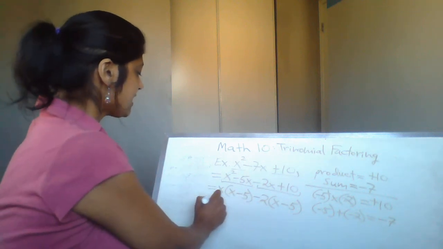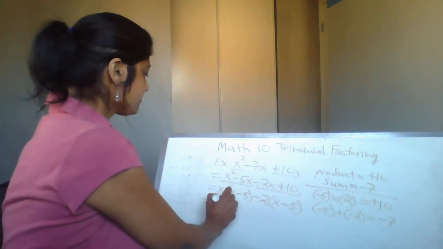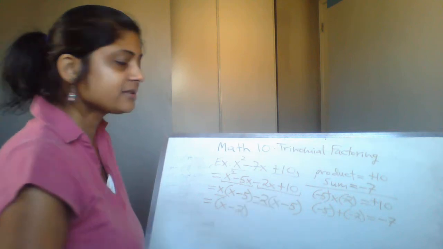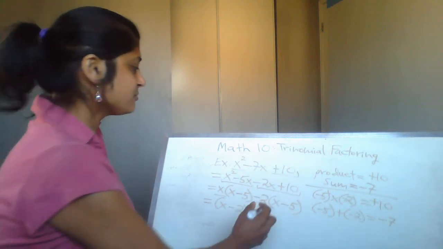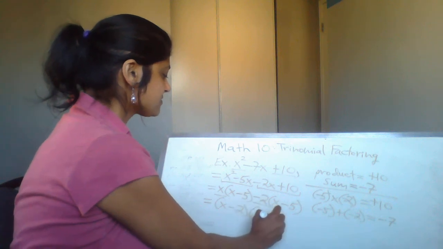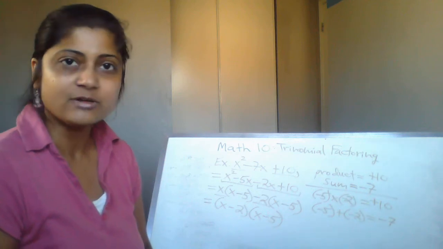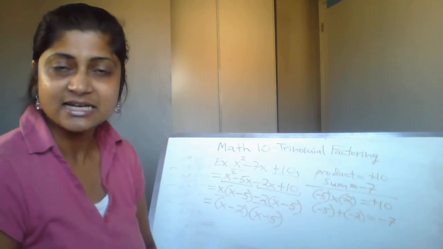So now we're going to write our two factors, okay? Again, whatever's outside the brackets, which is x minus 2. Let's underline that. And whatever is inside the brackets is a common factor. So it is x minus 5. All right? So this is basically my final answer. I have my two factors. It's x minus 2 and x minus 5.